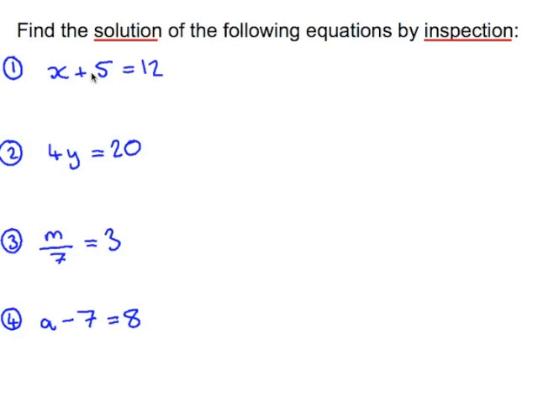In number 1, x plus 5 equals 12, so that means that x is 7. 4y equals 20 means that y is 5. m divided by 7 is 3, so m is 21. And a take 7 equals 8 means that a equals 15.